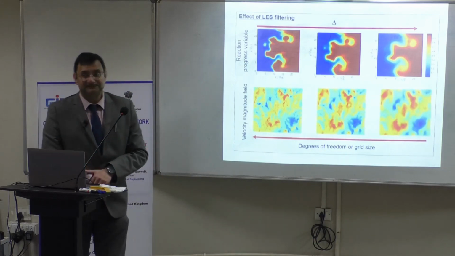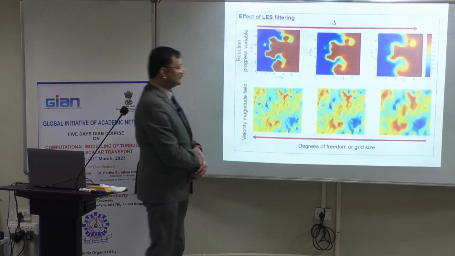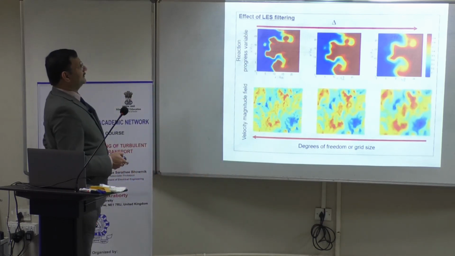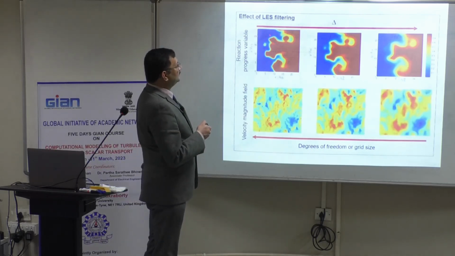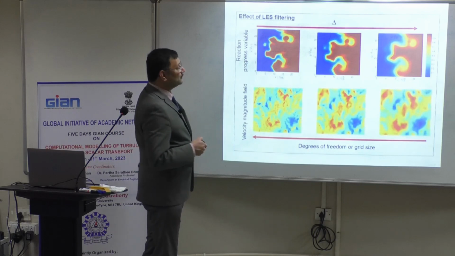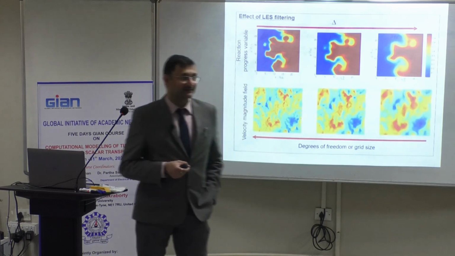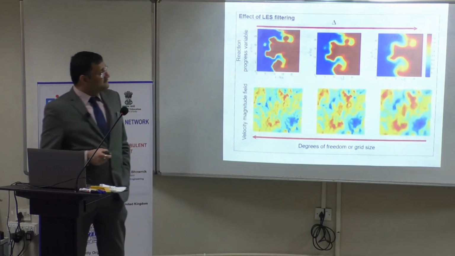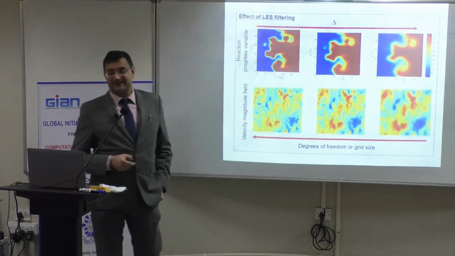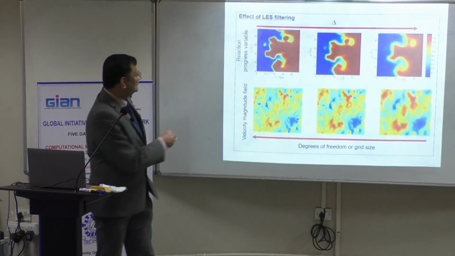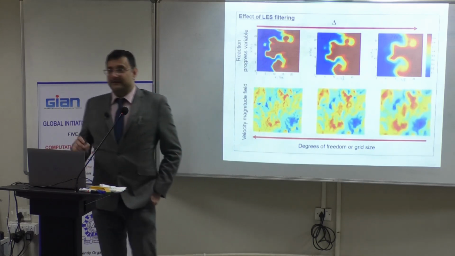Now the effect of filtering. I have taken one of my direct numerical simulation cases. It's a premixed flame. The red part is the burned gas, the blue part is the unburned gas. Okay? It's propagating in this direction. It's direct numerical simulation data.